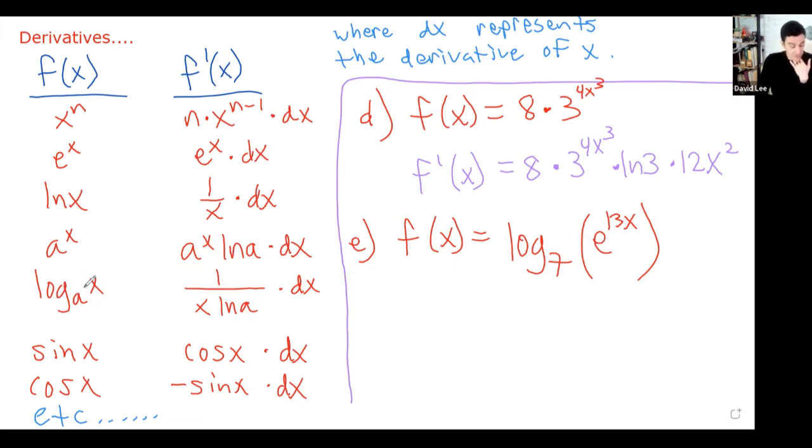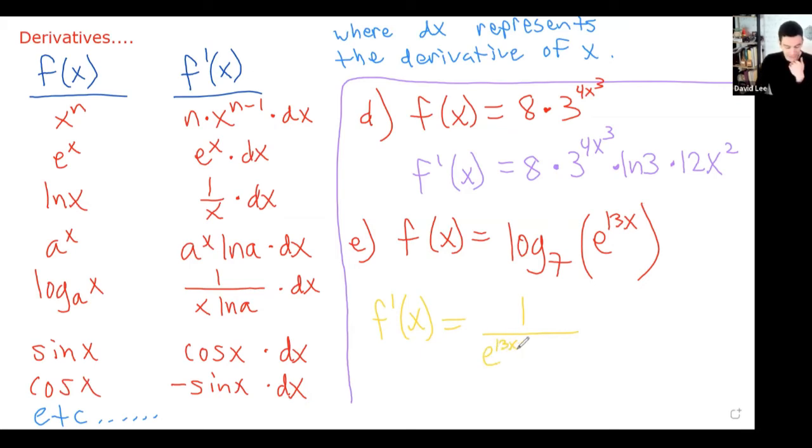The derivative of log base a of x is going to be 1 over some stuff. So this derivative is going to be 1 over some stuff. But what goes in the bottom? What goes in the bottom here is whatever is inside the log. So here for us, it's going to be e to the 13x.